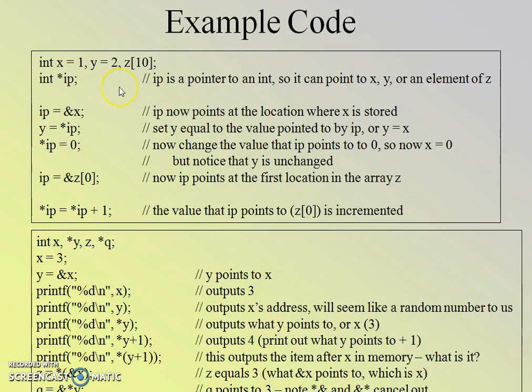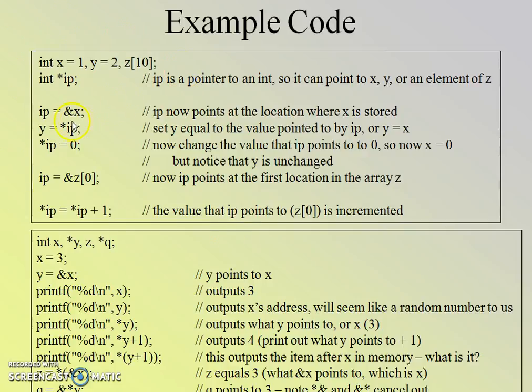Now see the example here. Here I have declared x = 1, y = 2 and an array z. int *ip. Here ip is a pointer to int, so it means that it can point to x, y or an element of the array z. ip = &x. Now ip points at the location where x is stored.